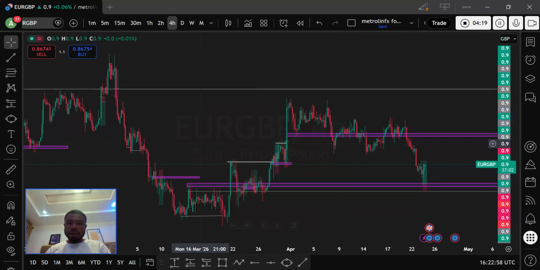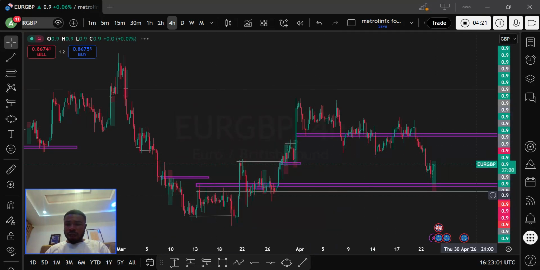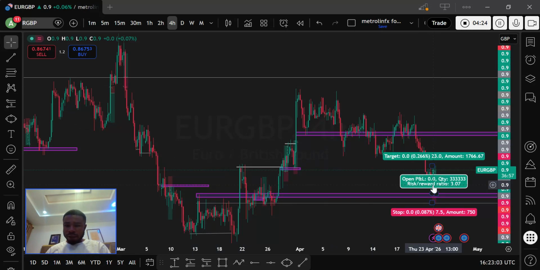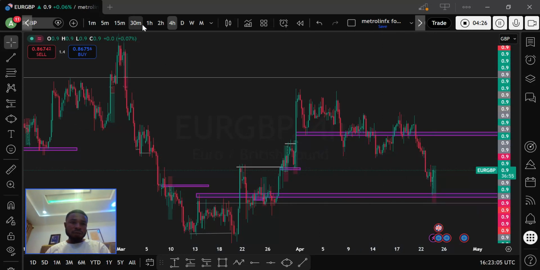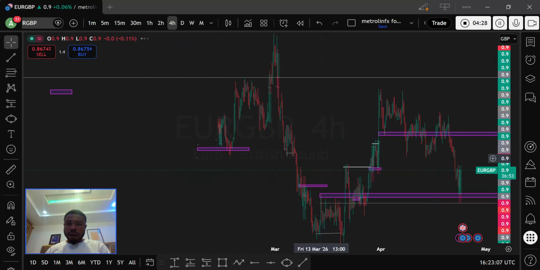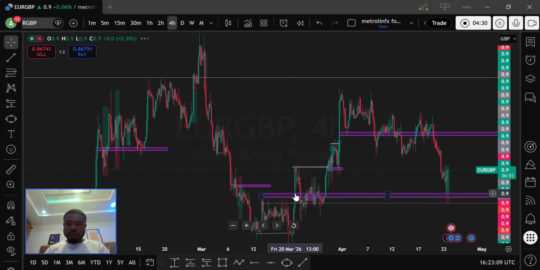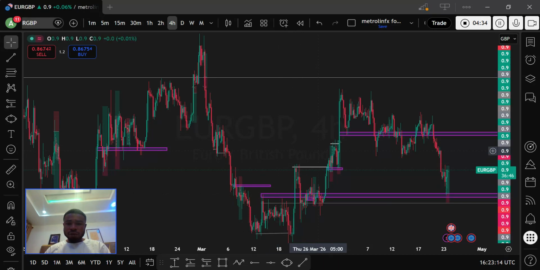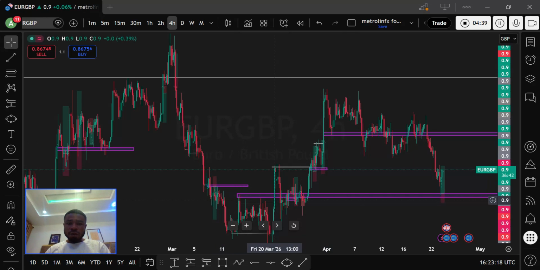Then what I'm trying to show you is how I got this particular entry here. I already saw that we have a change of character right at this level, a break of structure, and another break of structure. So I already saw that this is just a correctional movement. I waited for the price to get back to this level, which gave us another lower high and another lower low.